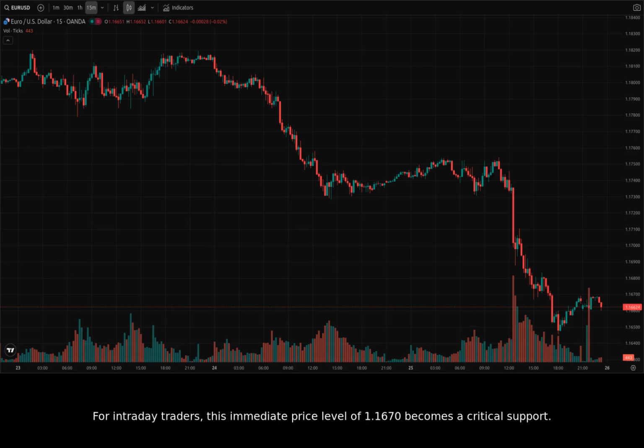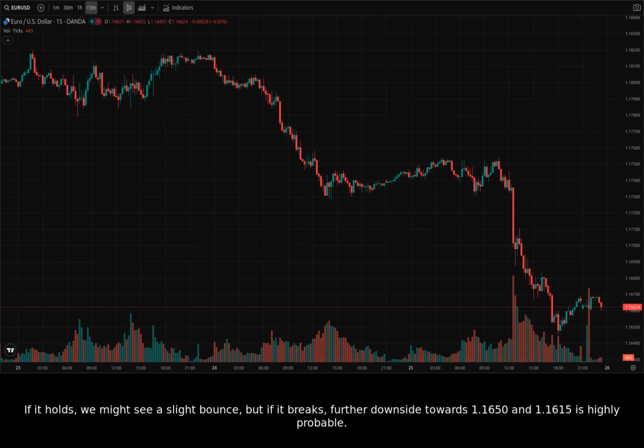For intraday traders, this immediate price level of 1.1670 becomes a critical support. If it holds, we might see a slight bounce, but if it breaks, further downside towards 1.1650 and 1.1615 is highly probable. The overall momentum on these shorter time frames remains strongly bearish, with rallies likely serving as selling opportunities.